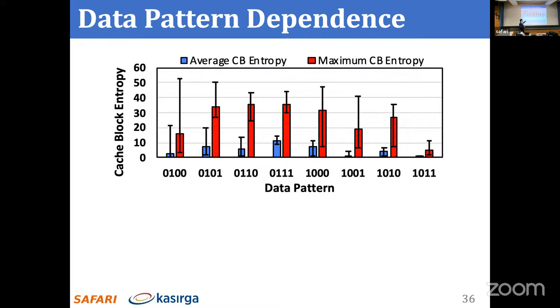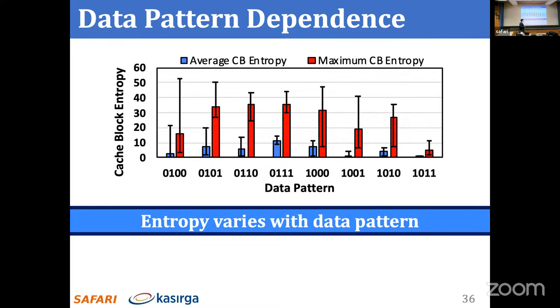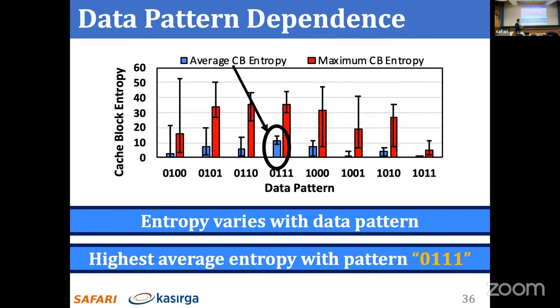Now, eight of these data patterns are missing, as you can see. That's because we didn't get sufficient entropy when we used those eight data patterns. We see that entropy varies with data pattern, and we obtain the highest average entropy when we use the 0111 data pattern.